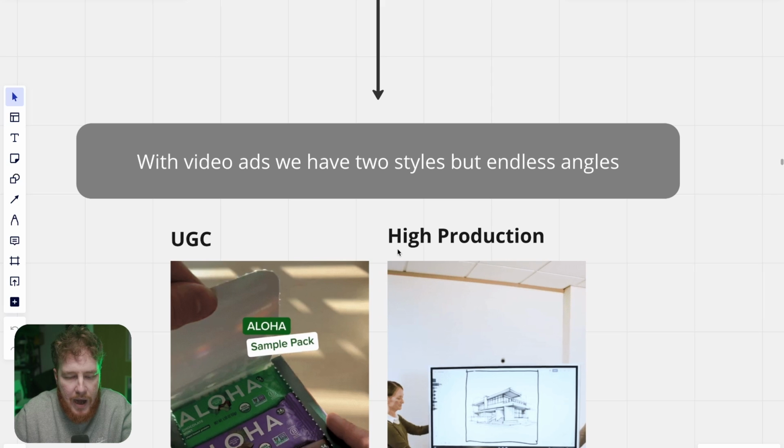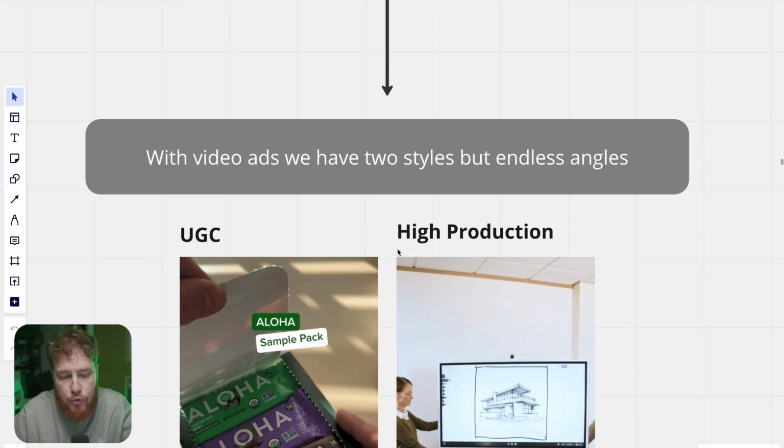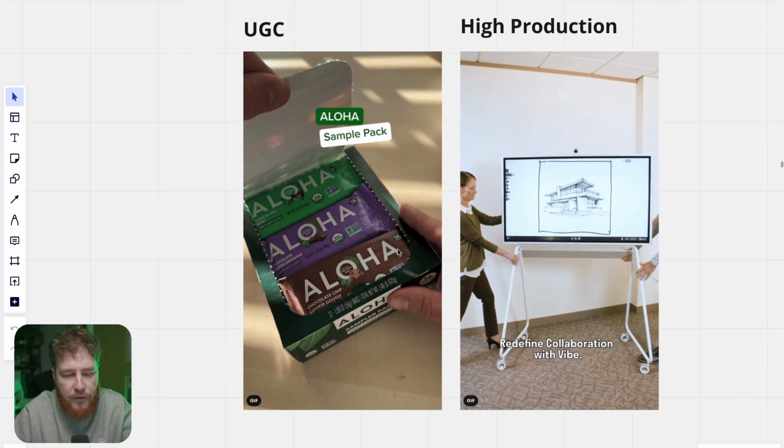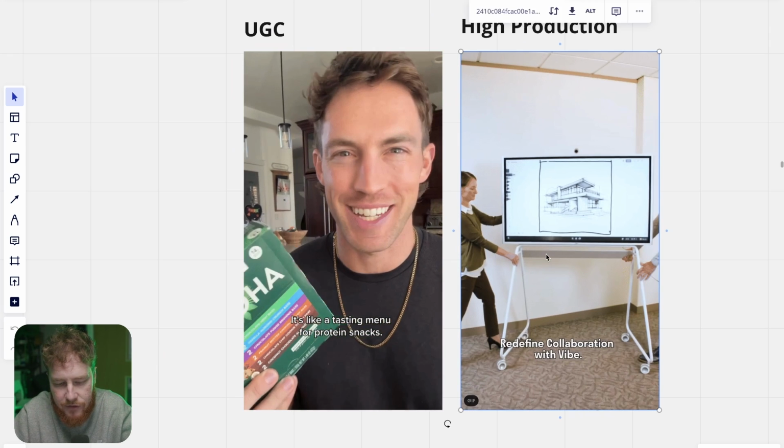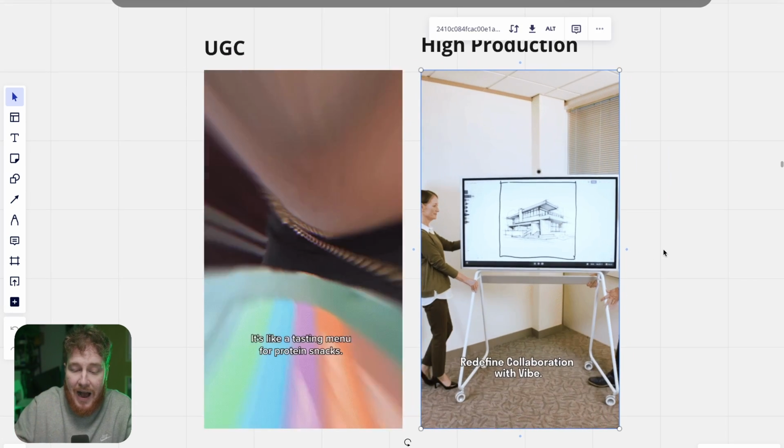Let's talk about styles. We have two real styles, I'd say. When it comes to angles, we have endless amounts of angles and ideas that we can do. But normally your videos will fit into UGC. Like we said before, it's more lo-fi. It's normally self-shot by someone. And then we have this high production stuff.